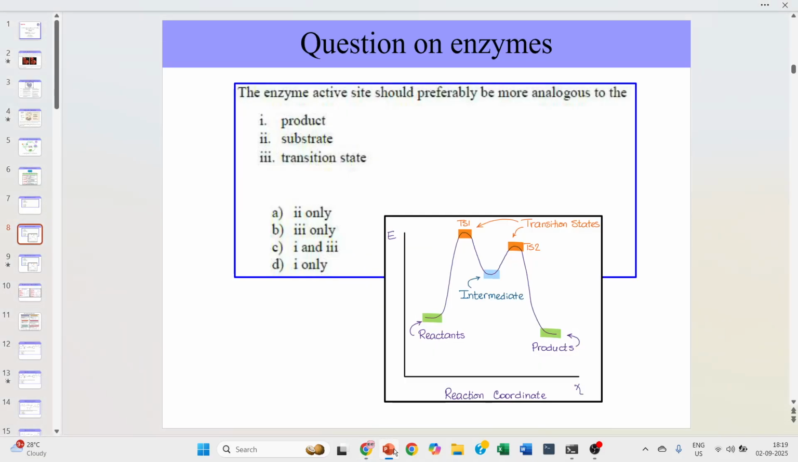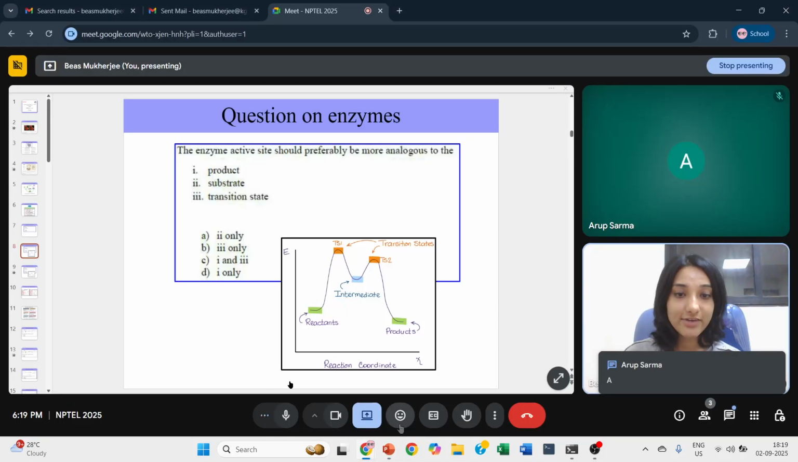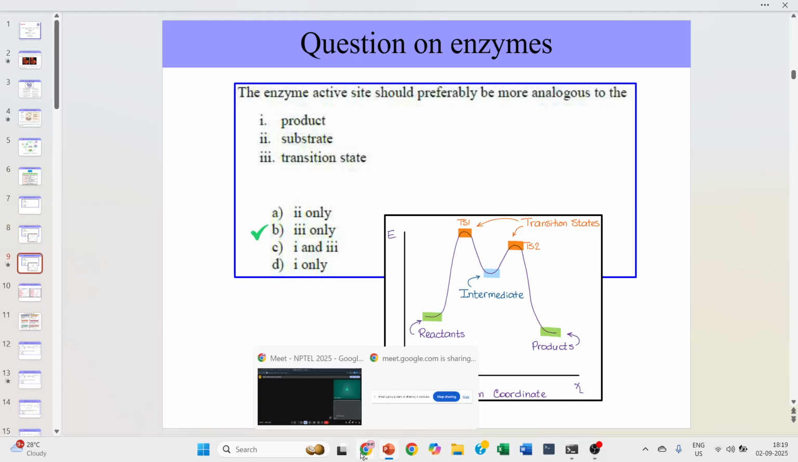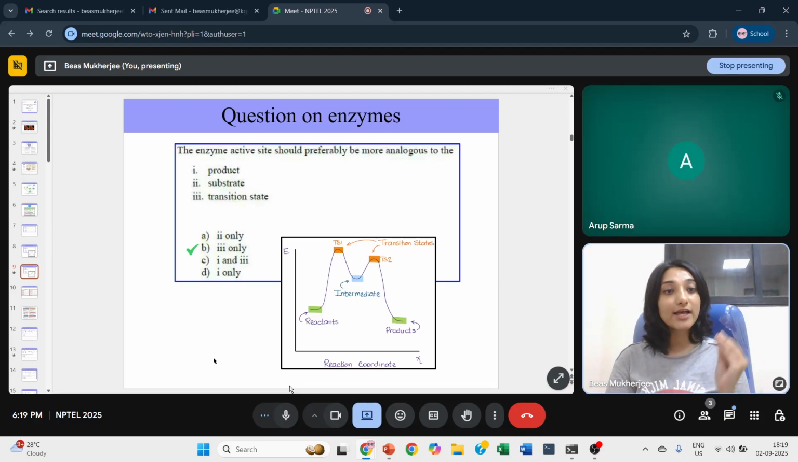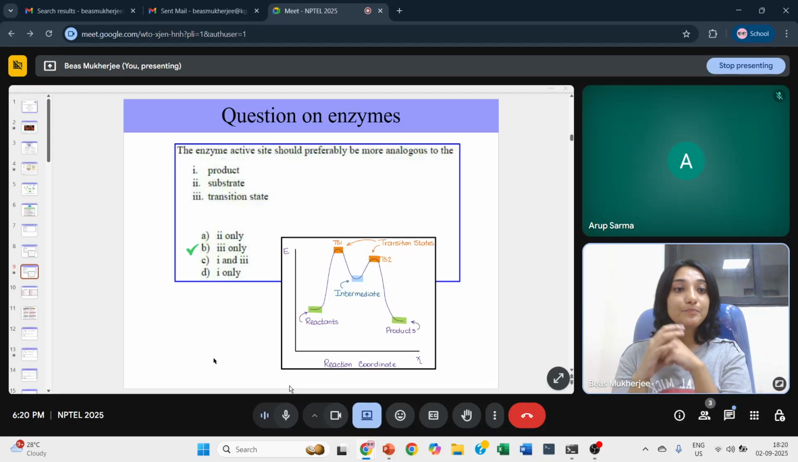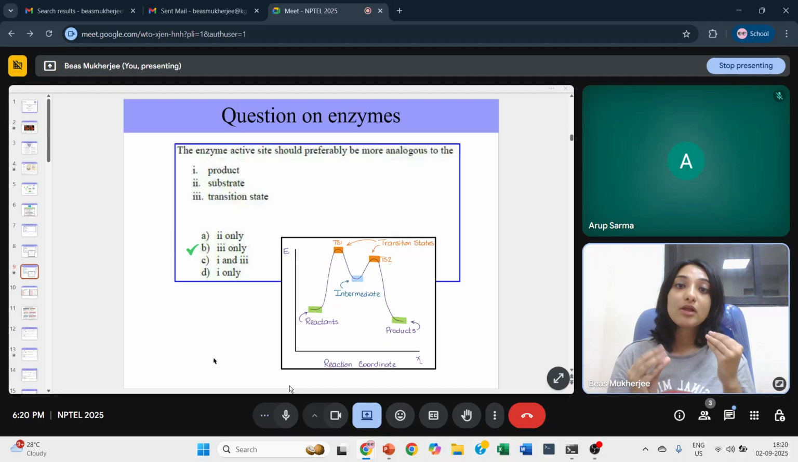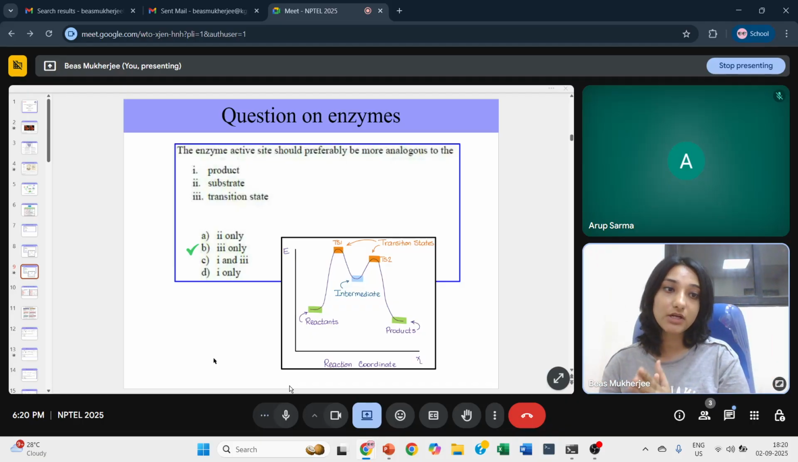Okay, so we look at the answer. Okay, so you're saying that it is A. Very good. Let's look at the answer. No, the answer is actually B. So B is the transition state. Now the transition state should be complementary to the enzyme's active site. Okay, because the substrate can undergo the induced fit mechanism and change into the required shape, and the transition state has to be more analogous to the enzyme's active site.